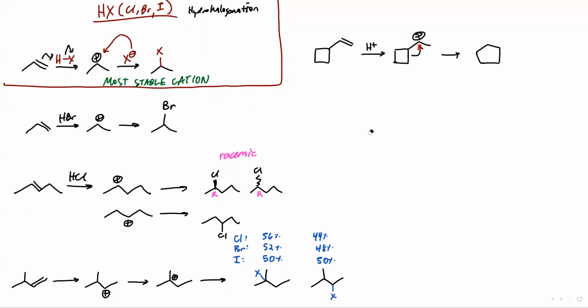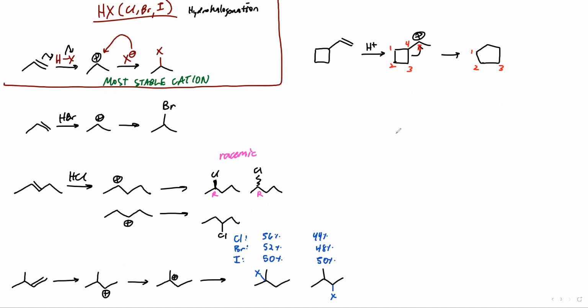Actually, I'm going to change this numbering a little bit. Let's do it this way: 1, 2, 3, 4. That's a little easier to see. So this is 1, this is 2, and this is 3. Those stay the same in this reaction. What's really changing is that 3 and 4 are losing their bond, and 3 and 5 are forming a bond.